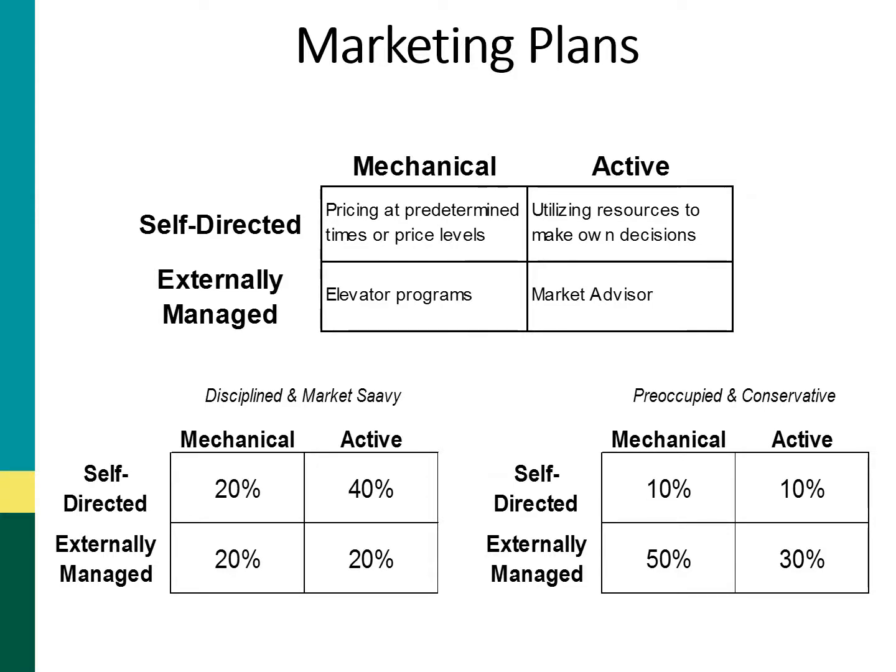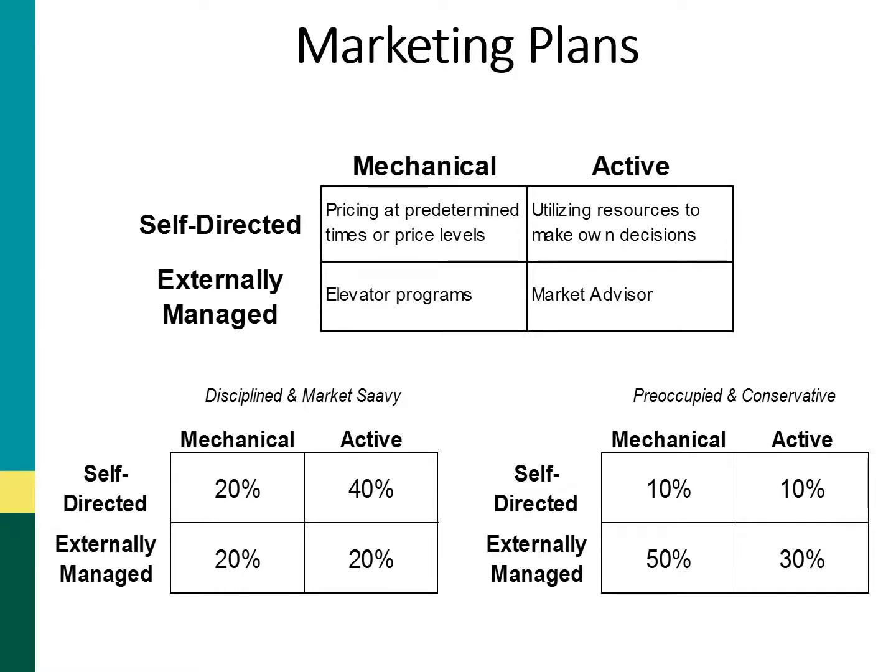So it's by proximity of the decision: is it self-directed or externally managed, versus the methodology. Mechanical would be automated, and active would be more discretionary types of decisions. So self-directed and mechanical marketing would be pricing at some predetermined times or price levels. It's automated; those orders are in ahead of time.